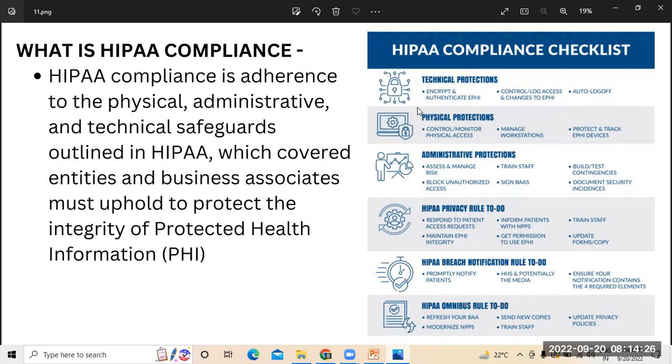At the same time, not only encryption and authentication, but also the control followed by the log process as well as the changes to protected health information. The second one, which I mentioned here, is that there will be limited access to the people who are using the systems, because this is not allowed for everyone whoever wants to use it.